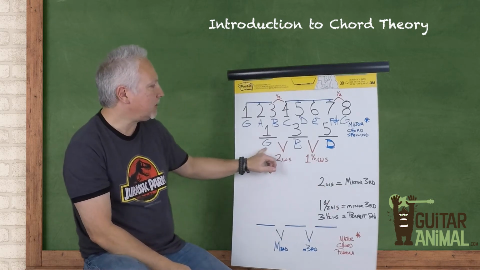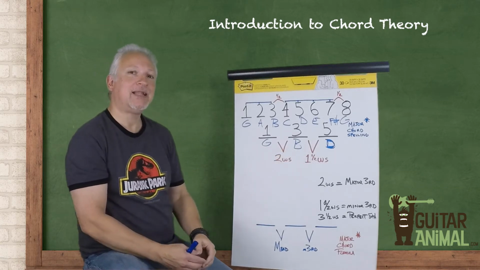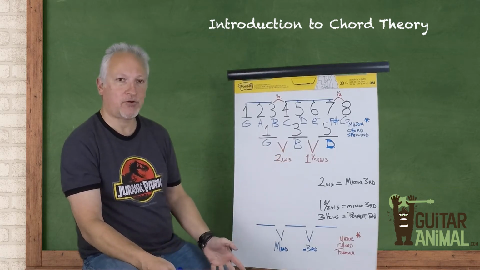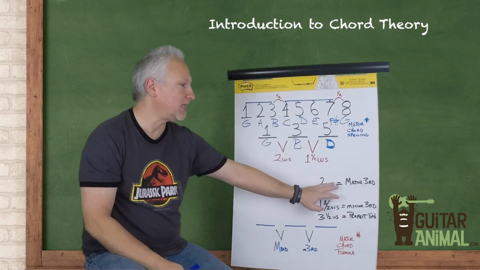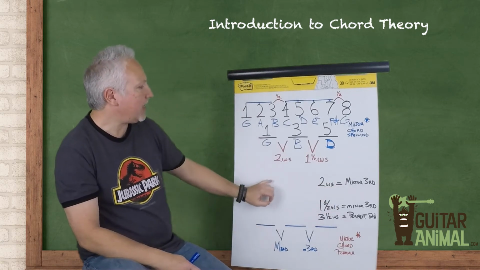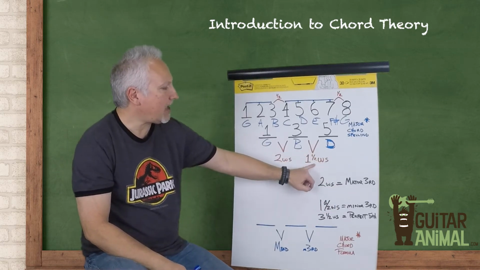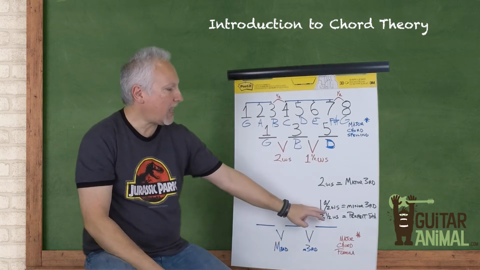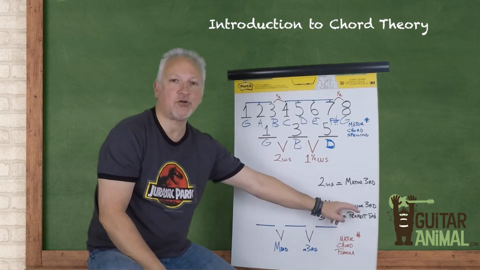So if you play a G note and you play a B note, that is a distance of a major third. You will want to just memorize that. 2 whole steps is a major third. All right. From the B to the D is 1.5 whole steps. We refer to a 1.5 whole step distance as a minor third.